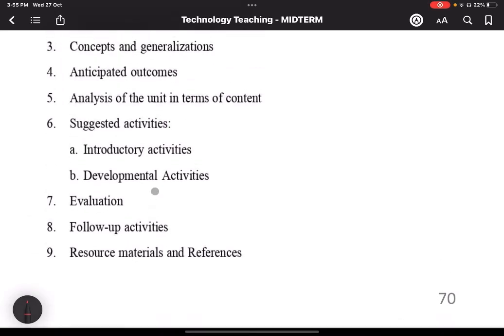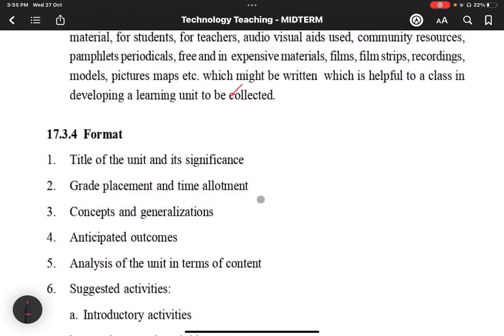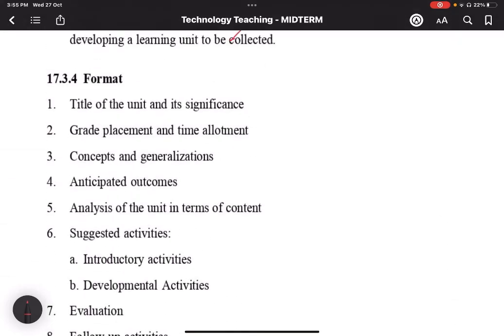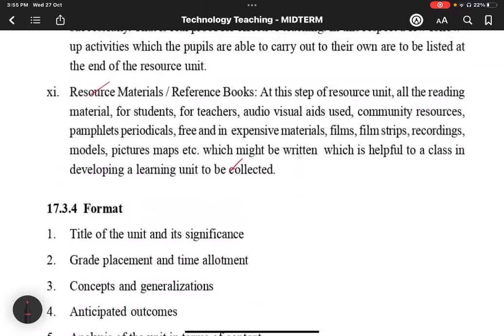Okay? So, assignment nyo rin ito. I-convert nyo yung unit plan, lesson plan, into a resource unit, and also to be submitted this coming Sunday. So that's it for our midterm part 2.